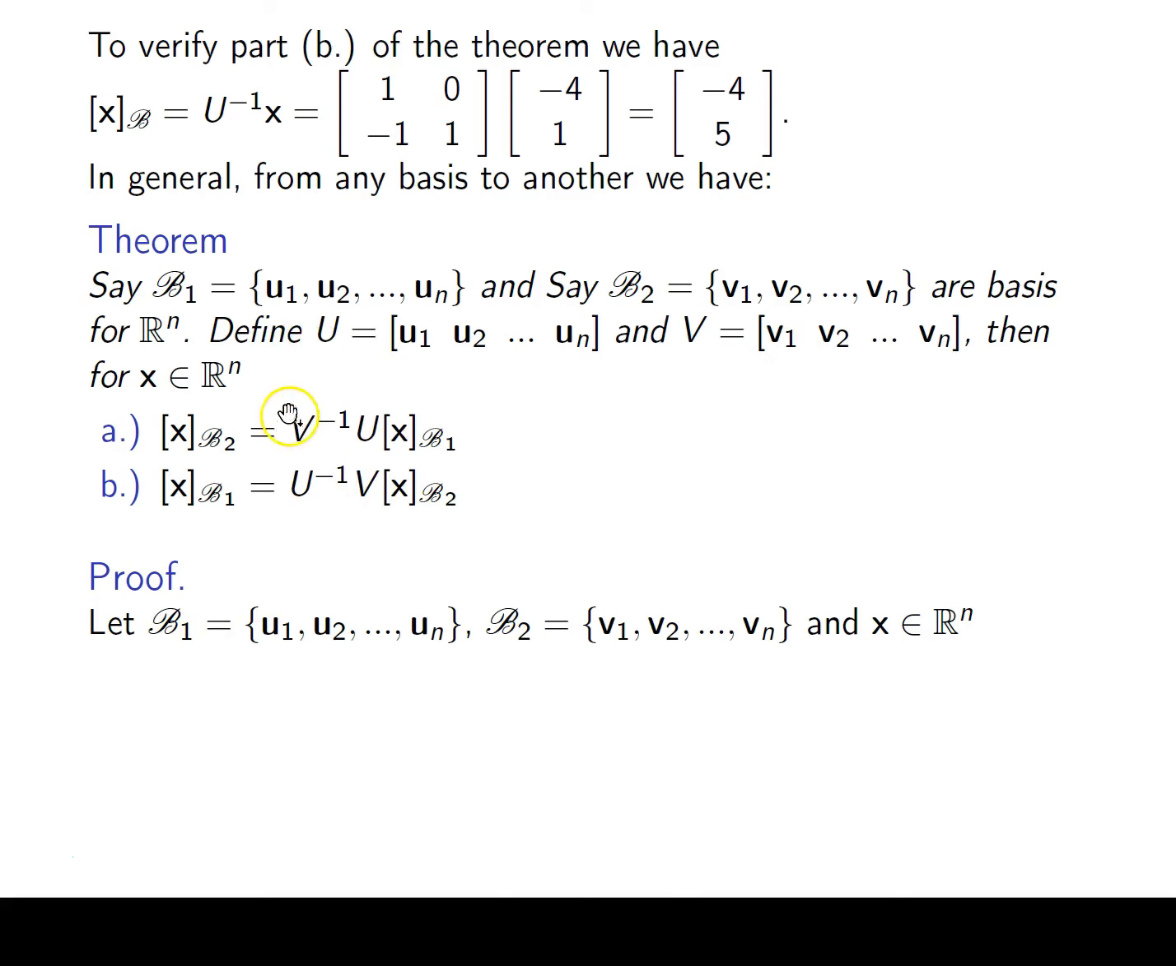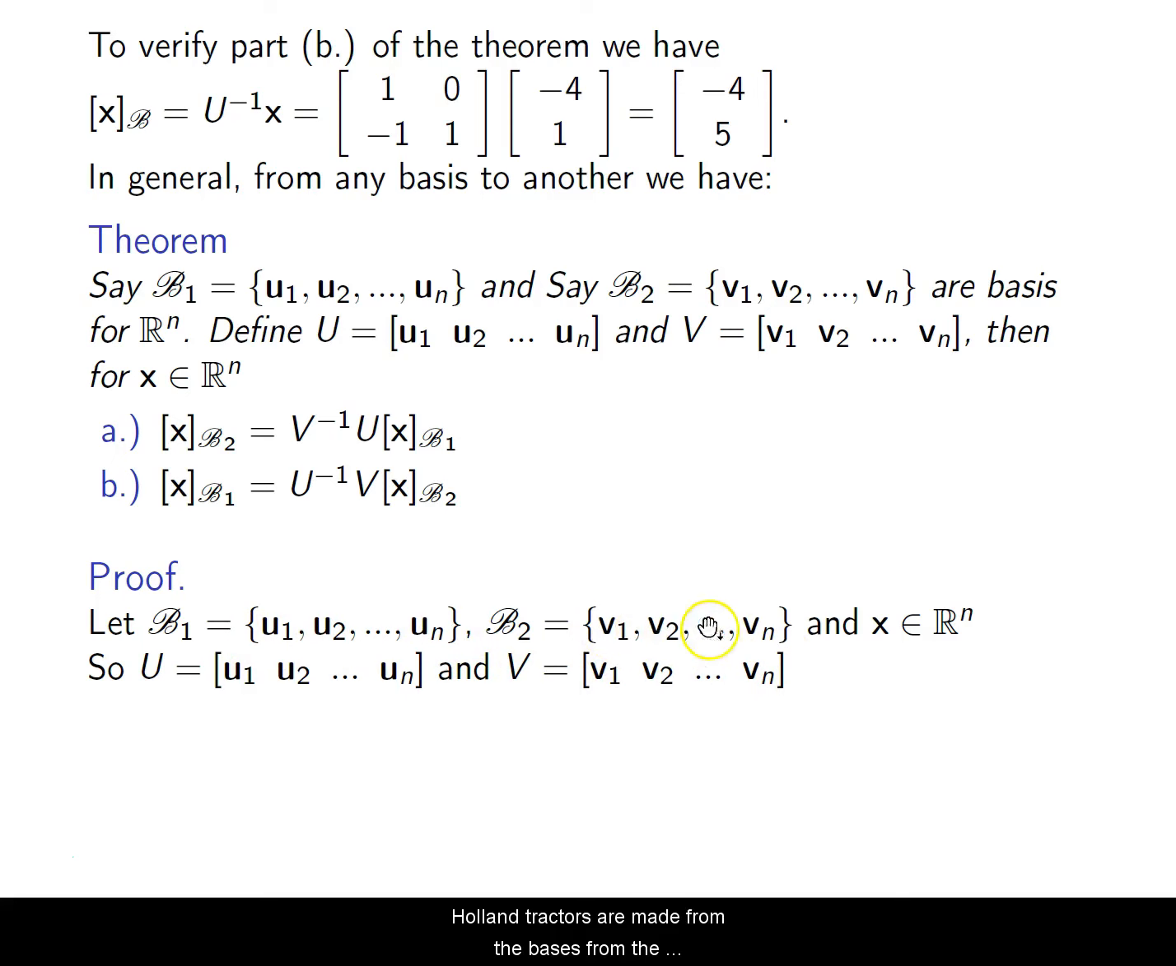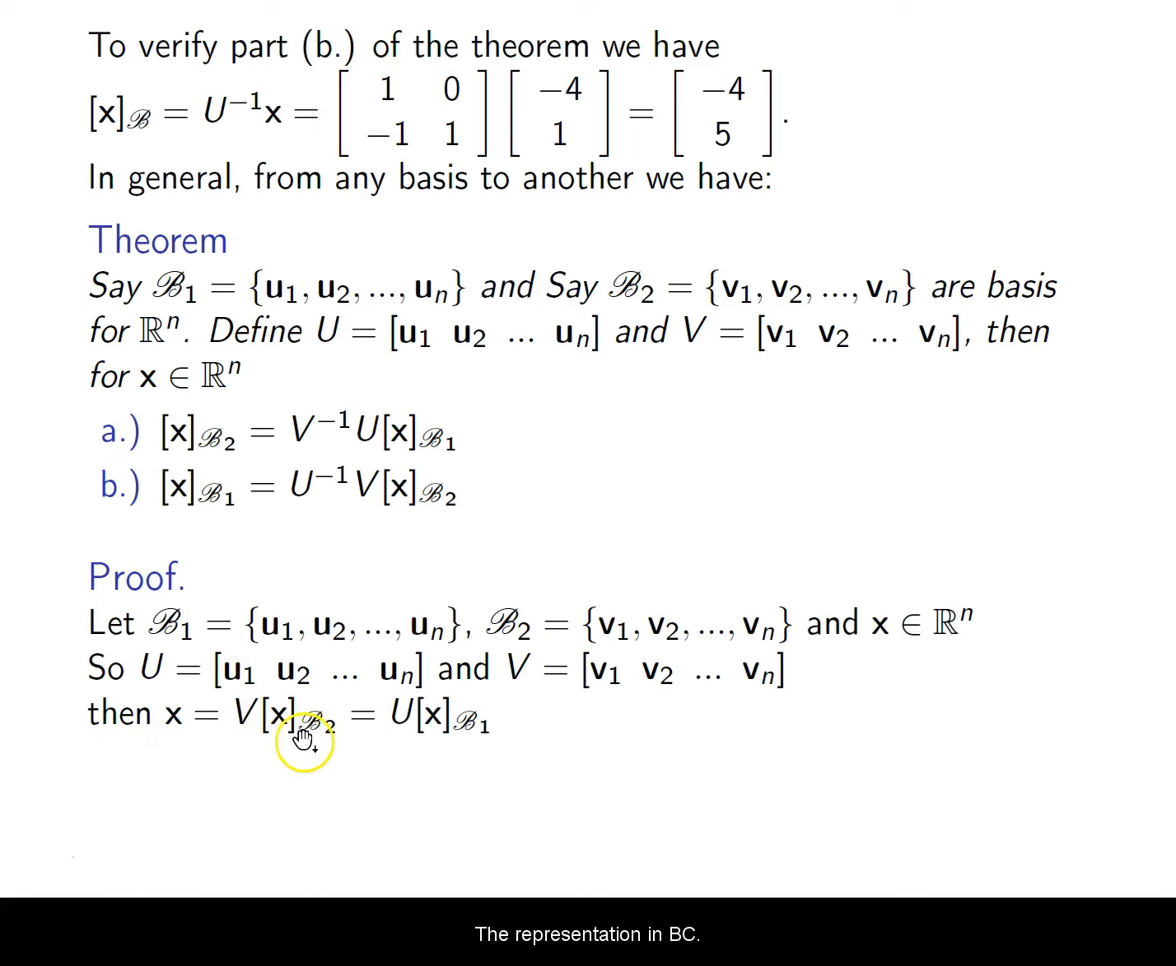So before I can form U and V, I need to have the bases that those matrices are made out of. U is the matrix whose column vectors are made from basis 1, and V is the matrix whose column vectors are made from the vectors of basis 2. So I know that X is the same as V times the representation in B2, and U times the representation in B1.